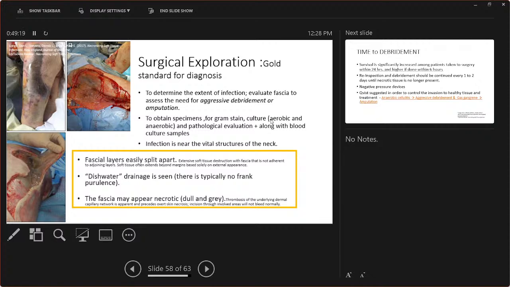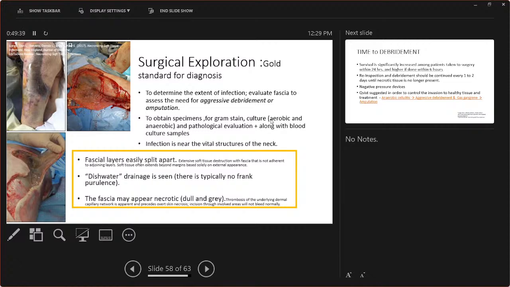Here we see that the facial layers easily split apart. Dishwater drainage is seen. That is, this dishwater fluid is there, and there is absence of purulence, and the fascia may appear necrotic.